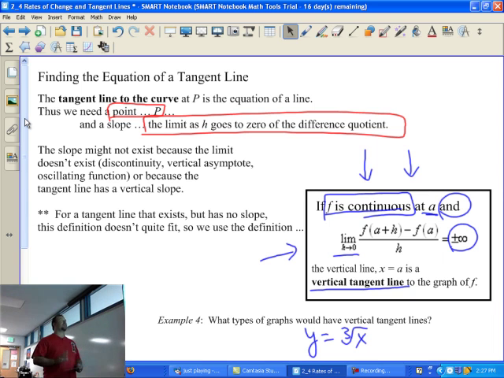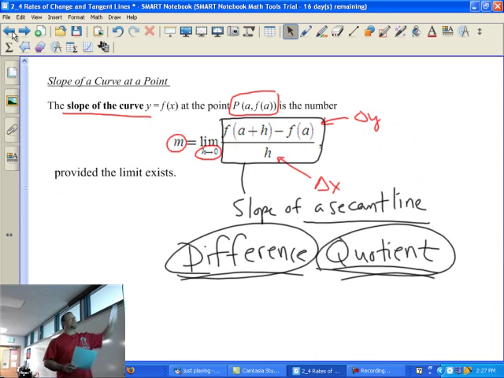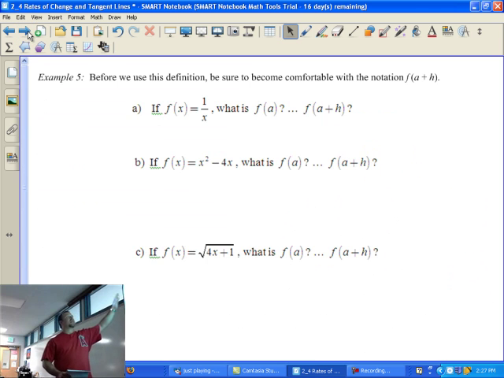But what's more important so far is that you understand right now that the slope of a curve, not a slope of a line, the slope of a curve can be found by using the equation of a slope of a line between 2 points and forcing those 2 points to get closer and closer to 0. All right, let's try this.